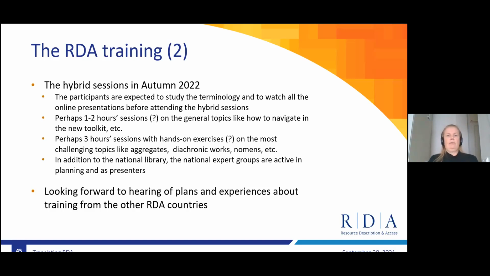And perhaps we will have very general topics, how to navigate in the new toolkit, etc. And then more specific, challenging topics about aggregates, diachronics, nomens, etc. Let's see. We haven't really had time to plan this all. In addition to the National Library, the national expert groups will be active in planning and as presenters. And I'm looking forward to hearing of plans and experiences about training from the other RDA countries.